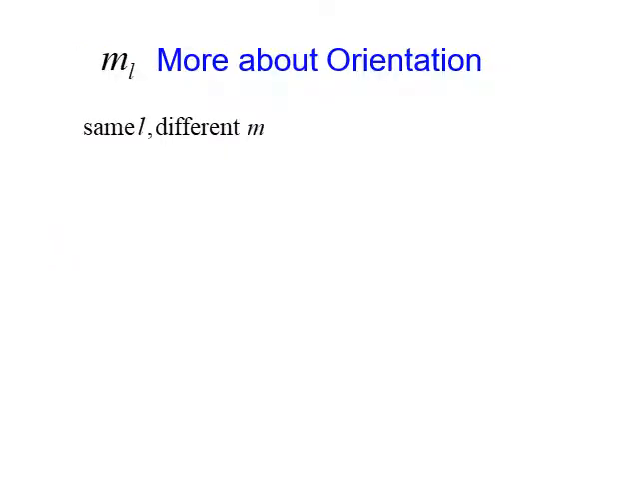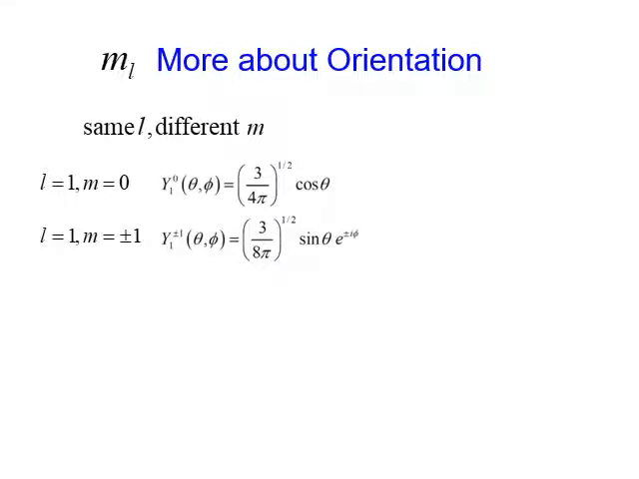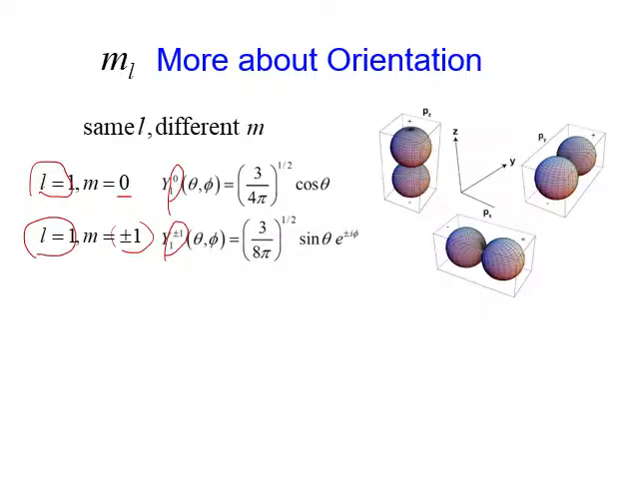Having looked at the quantum number L, now let's look at the quantum number m. We choose 3 wave functions, same quantum number L equals 1. M can be 0, positive, negative 1. So 3 wave functions: L equals 1, M equals 0; L equals 1, M equals positive 1; L equals 1, M equals negative 1. When we plot them, they give you the same shape because they have the same quantum number L, but they orient differently.